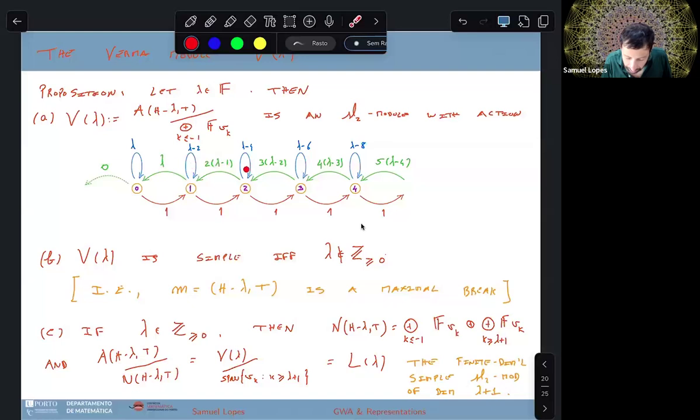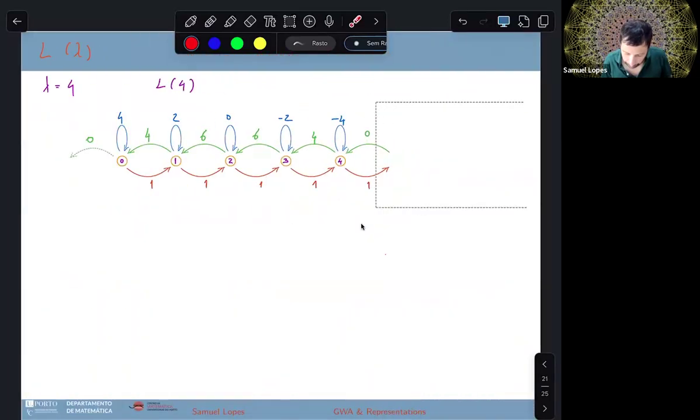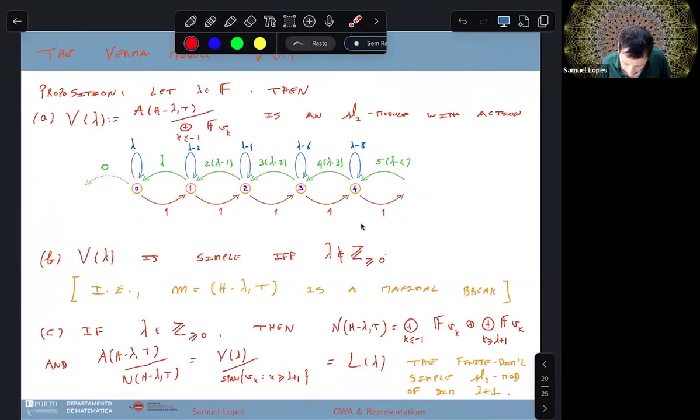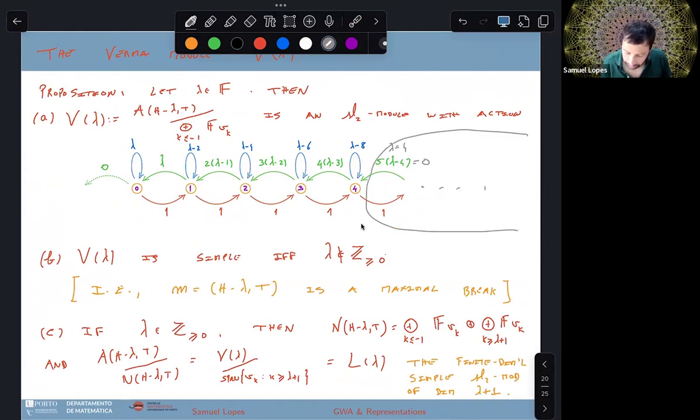What happens if lambda is a non-negative integer? Then one of these things up above here is going to be 0. Let me just show you by example, using the same example. Imagine that this number here is equal to 0. I'm going to ruin my drawing. Imagine that lambda is equal to 4, so this number is equal to 0. I have all these dots. Then my claim is that all of this here will also be a submodule.